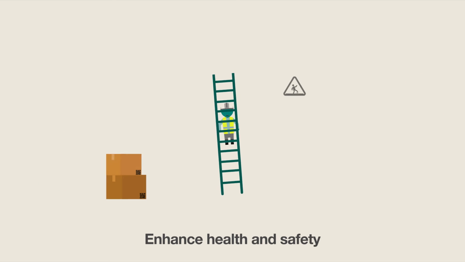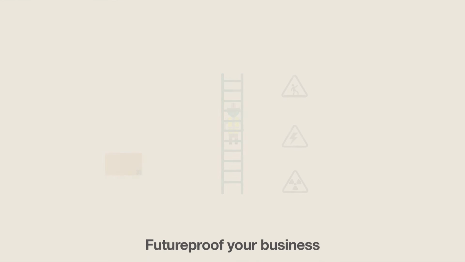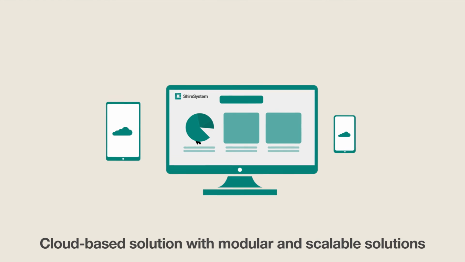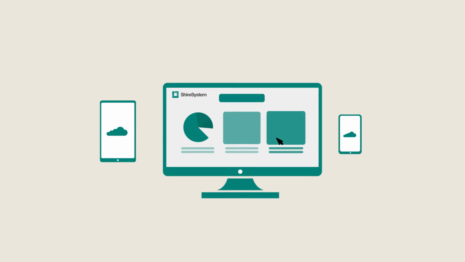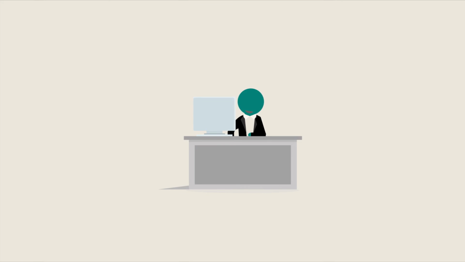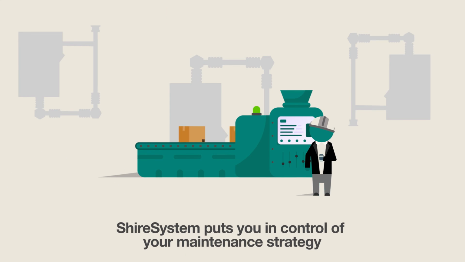Enhance health and safety. Inbuilt safety notifications for work orders. Future-proof your business. A scalable, cloud-based solution with a range of adaptable modules for any size organization, developed through decades of engagement with an extensive global user community. Shire System is the solution that puts you in control of your maintenance strategy.